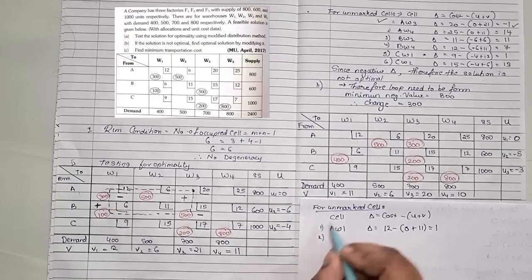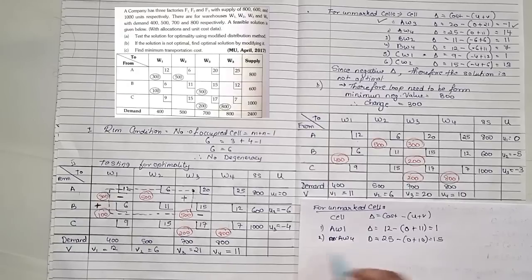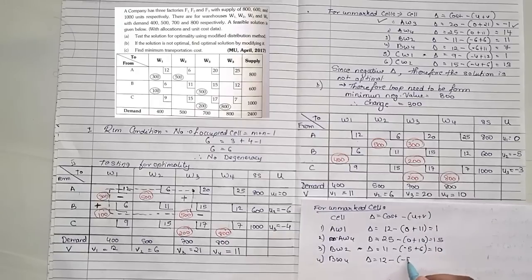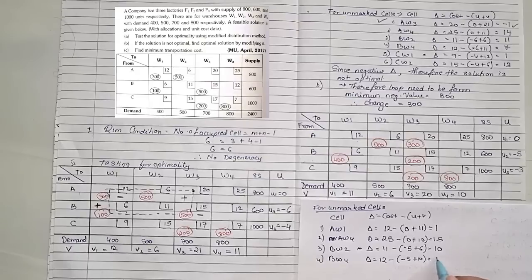Next is AW4 where the change is 25 minus 0 plus 10, so which comes to 15. Third one, BW2 where the change is 11 minus 5 plus 6, that is 1, so that becomes 10. Fourth, we have BW4 where the change is 12 minus negative 5 and this is 10, so that becomes 7.